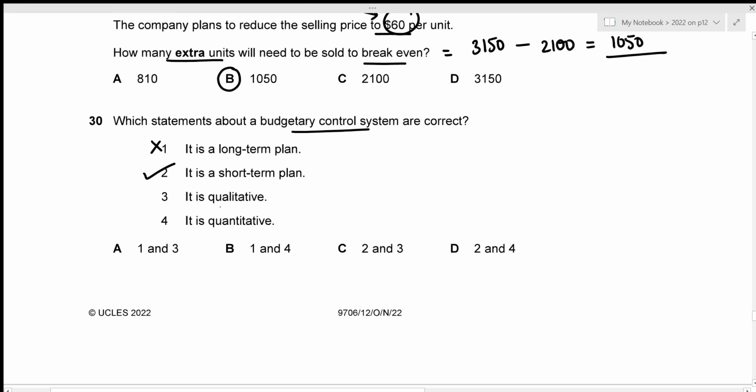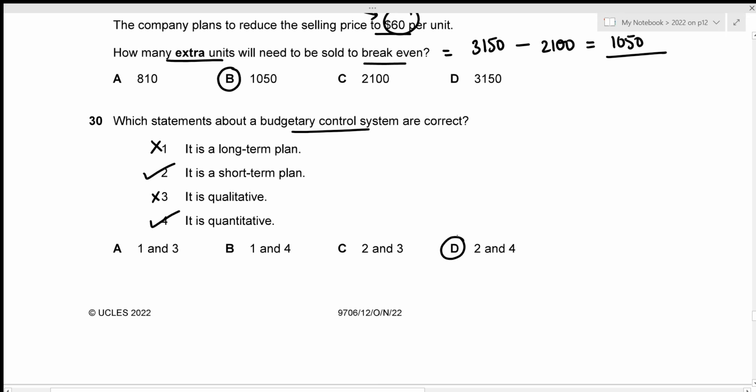Then the third one is it is qualitative. Again, this is incorrect because budgetary control system deals with our numbers, which is quantitative, right? So 3 will be incorrect, but 4 will be the correct one. So the correct statements are 2 and 4, which is given in option D. That will be the correct answer.